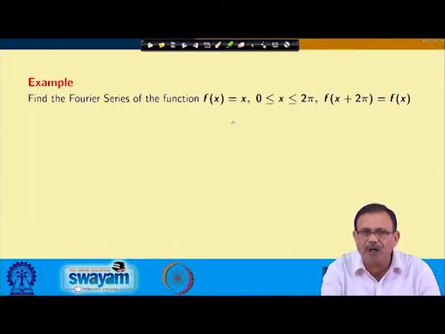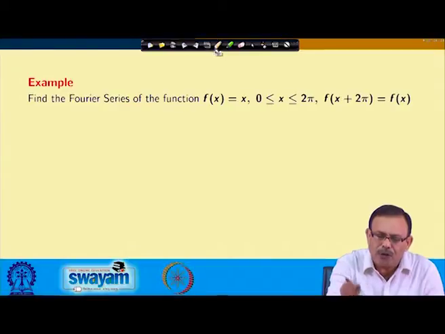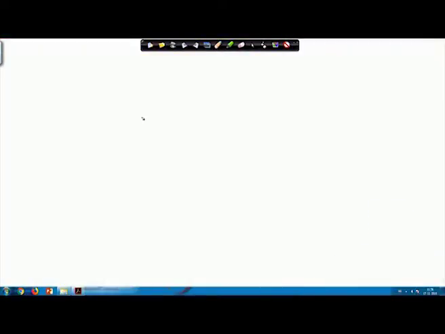Let us take a function f(x) equals x, where x lies between 0 to 2 pi, and it is a periodic function with period 2 pi, that is f(x plus 2 pi) equals f(x). So, here I am directly writing a naught equals 1 by pi integral from 0 to 2 pi of f(x) dx, and if you calculate the value with f(x) equals x in 0 to 2 pi, it will become only 2 pi.